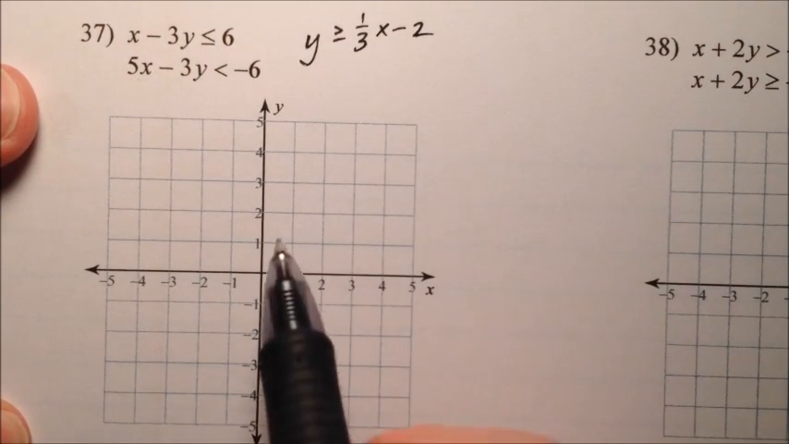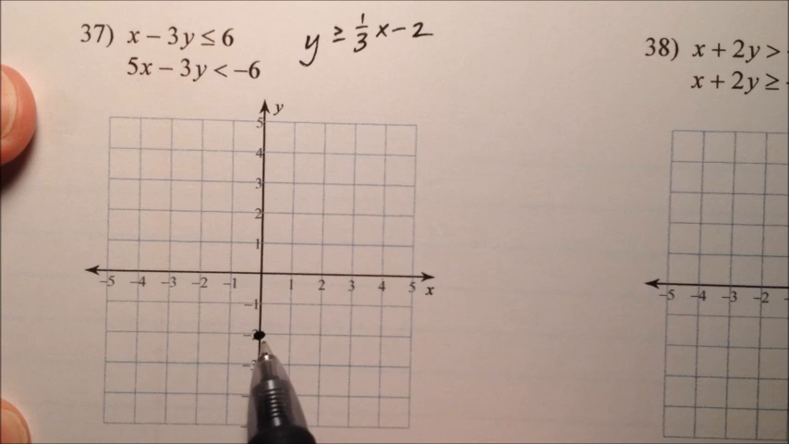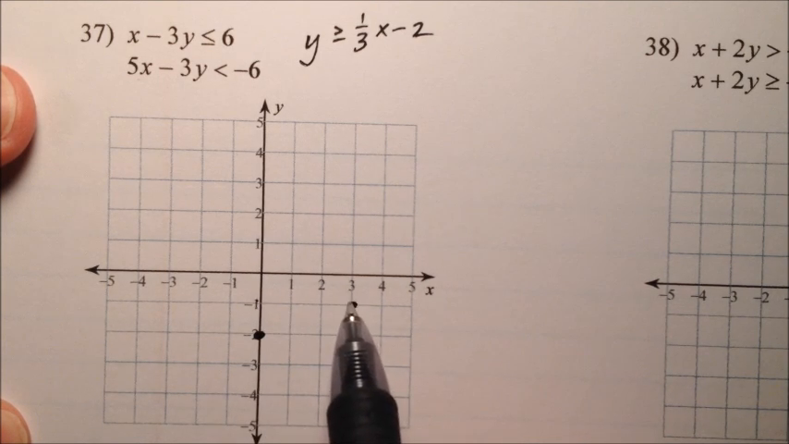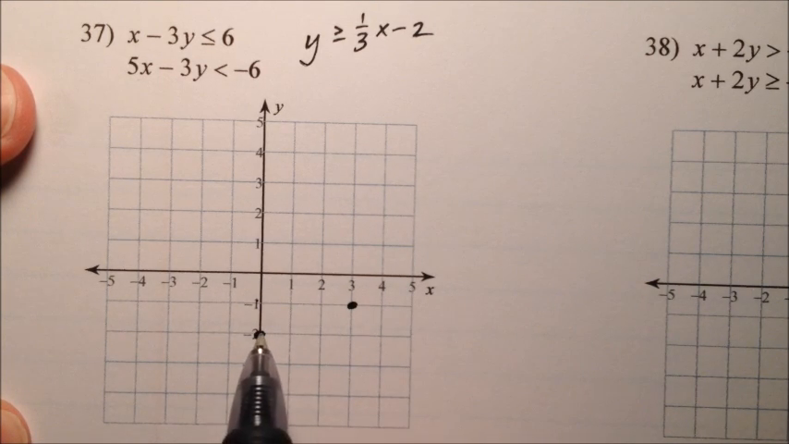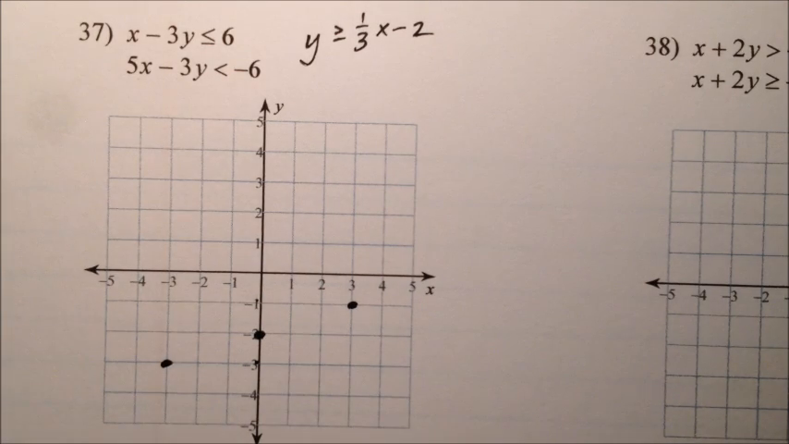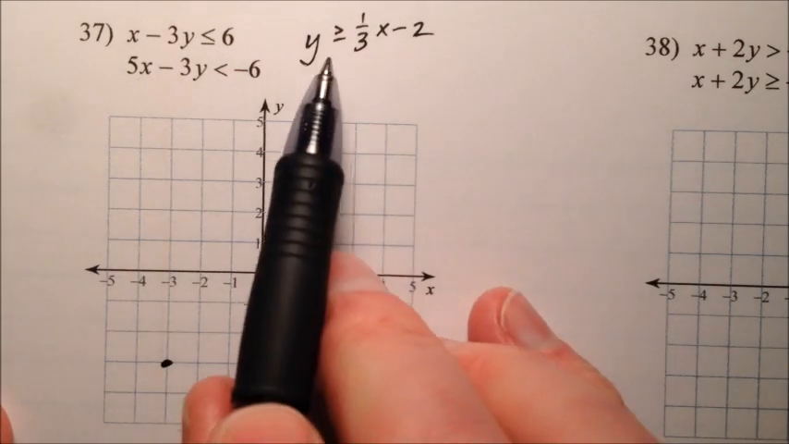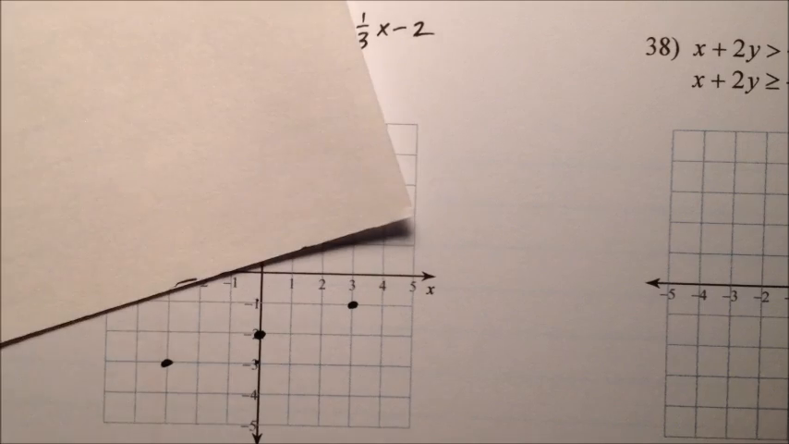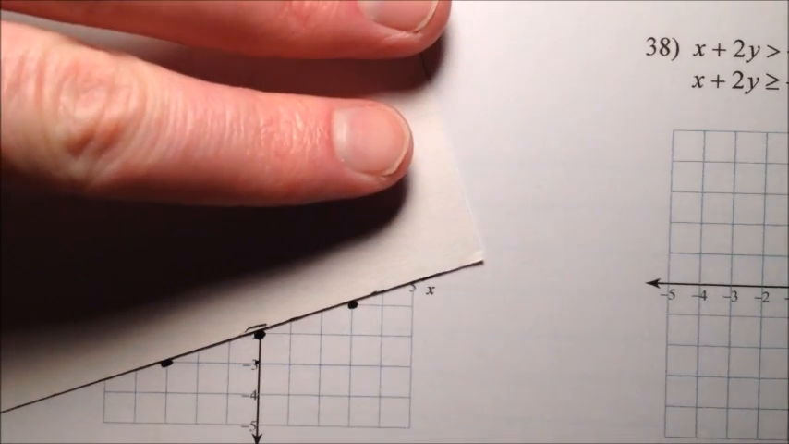So let's graph him. Minus 2, and then it's up 1 over 3, and we can only do that once to the right, so we'll go down 1 and back 3. We can do it once to the left. It's going to be a solid line because it has the equal to. So let's go ahead and draw this line in.